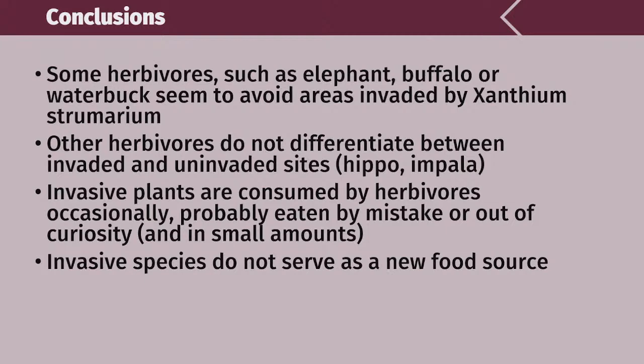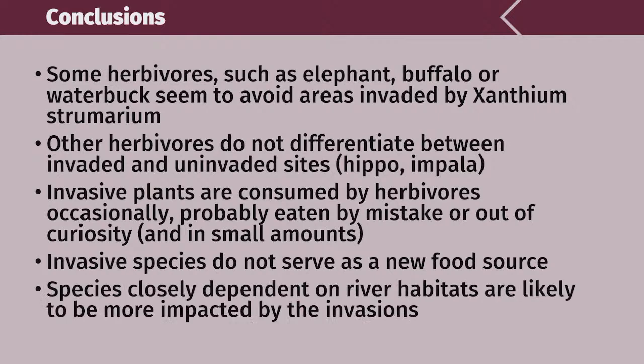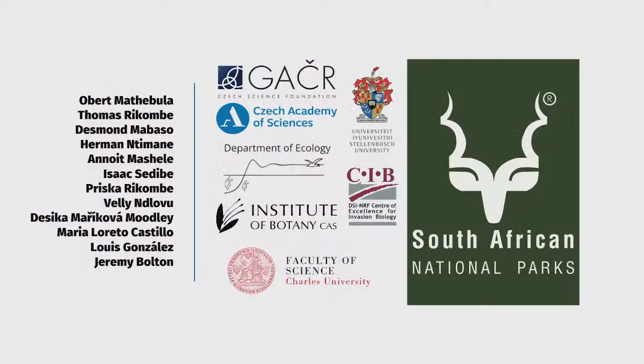And we do know that the plants do have some impact on the native plant communities. So in that way, it could somehow indirectly affect the herbivores, because their natural native food sources might change a little bit or be less abundant, while the new species do not replace it or serve as a new source. And for those reasons, species that are more closely dependent on the river habitats are likely to be more impacted by the invasions.